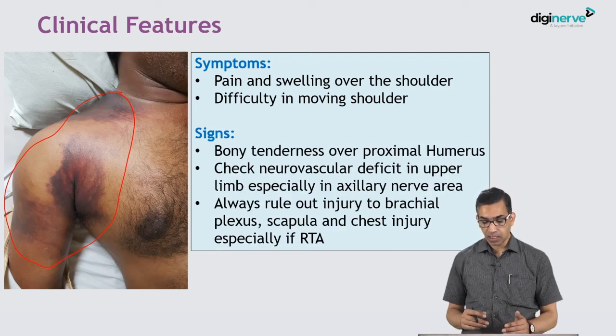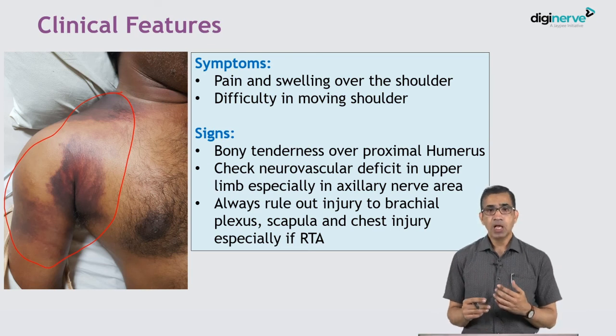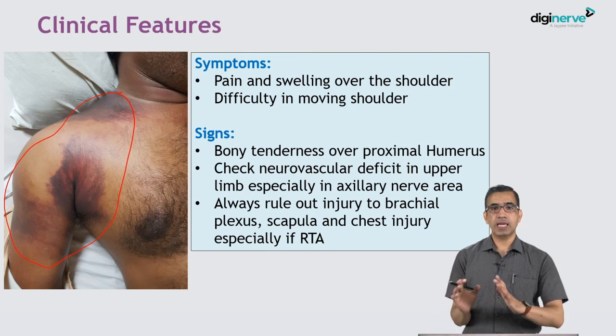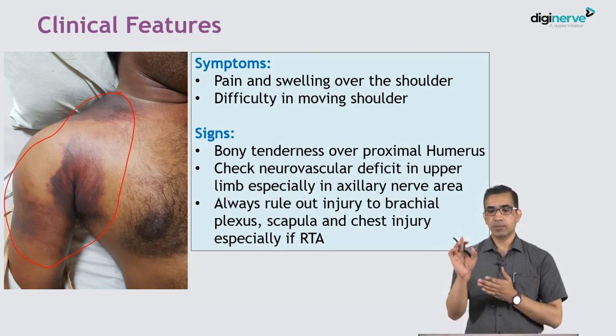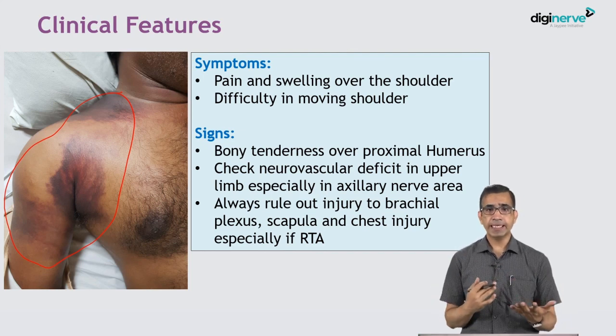The signs: when you palpate here, there will be tenderness over the proximal humerus. Again, since this part is very close to the brachial plexus and the axillary artery, one must palpate the vessels, and one must check the integrity of the brachial plexus.